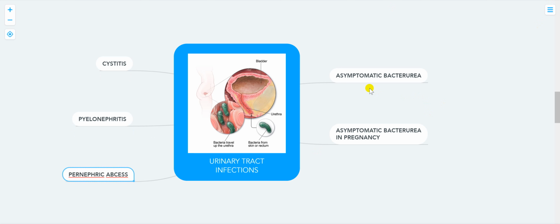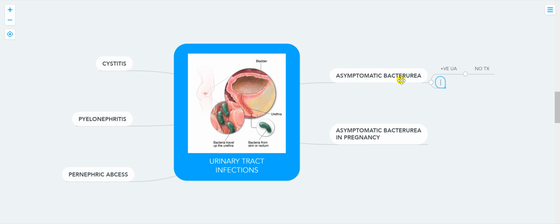So if it's asymptomatic bacteriuria, usually it's just when you do UA for screening purposes and happen to be positive, just positive UA. When you do that, no treatment. That's what we do. Asymptomatic bacteriuria in pregnancy, same thing, asymptomatic screen. Urinalysis shows leukocyte esterase and nitrite, and urine culture could be positive too.